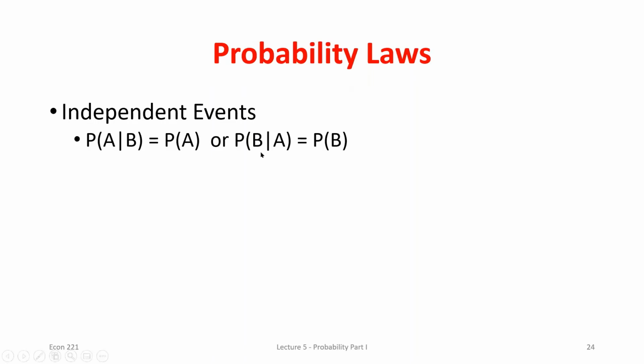Okay? And then we could do the other way as well, right? If the conditional probability of B is equal to the unconditional probability of B, we'd say that A and B are independent. If A is independent from B, B is independent from A in these examples that we're looking at. Okay?